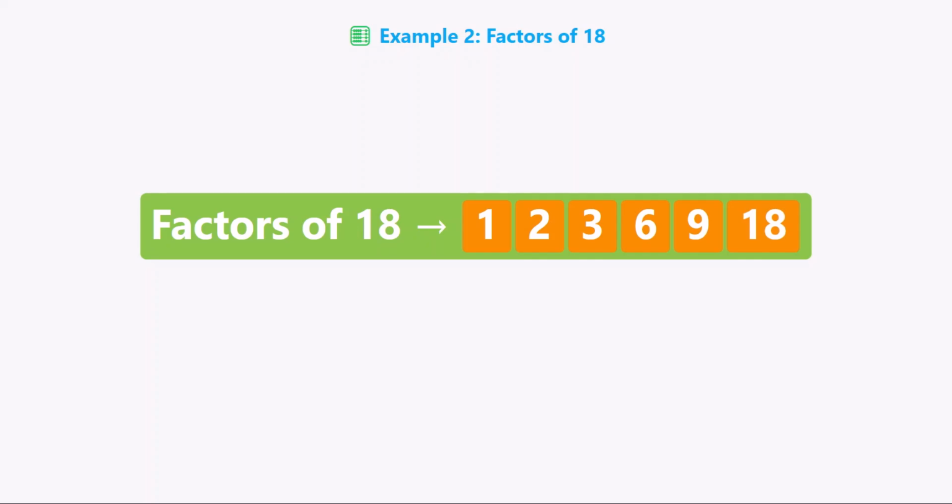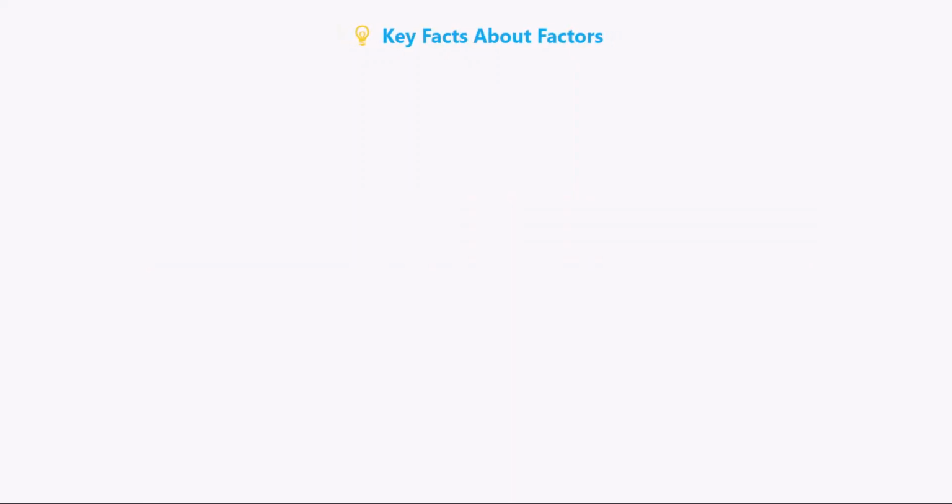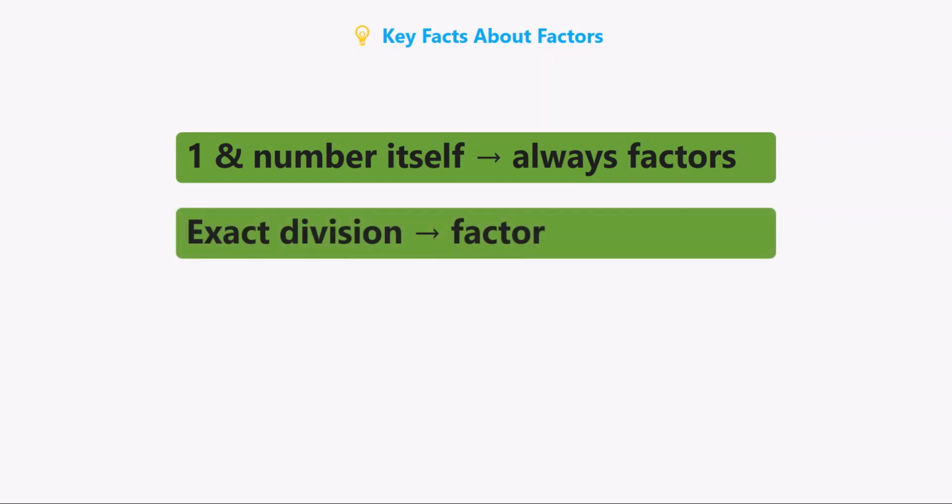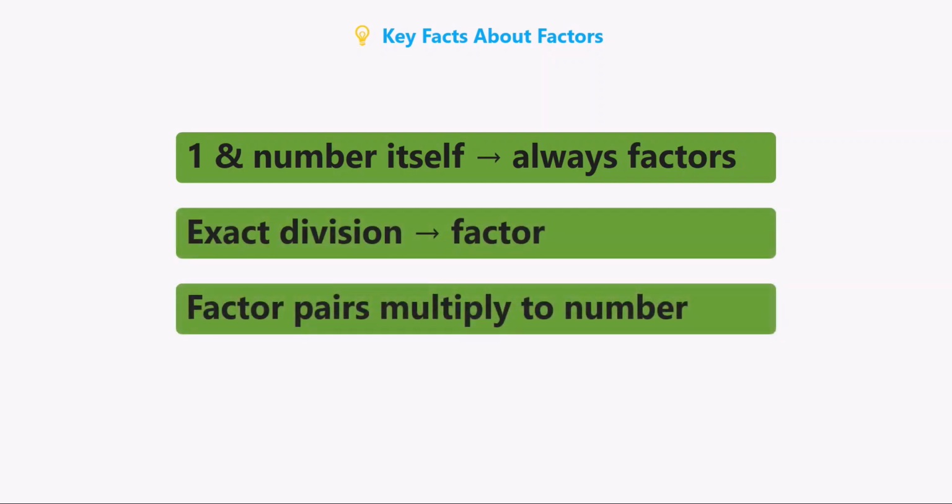Now that we've seen 2 examples, let's take a moment to look at some key facts about factors before we move on. Every number has at least 2 factors, one and the number itself. Factors always divide a number exactly. Factors come in pairs that multiply to the number.